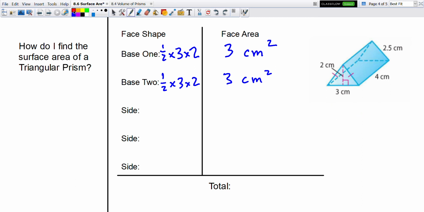Now for the rectangles, the 3 sides here. It doesn't matter what order you go in. I'll start on the right side, I'll go to the left, then I'll do the bottom. So let's look at this right side rectangle here. I can see the height of it is 2.5 centimeters, and the length of it is 4 centimeters. Okay, so it's a 2.5 by 4 centimeter rectangle. When I multiply those two, it'll be 10 square centimeters.